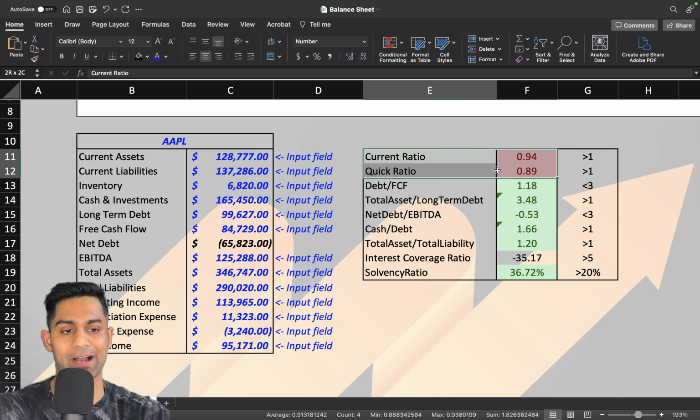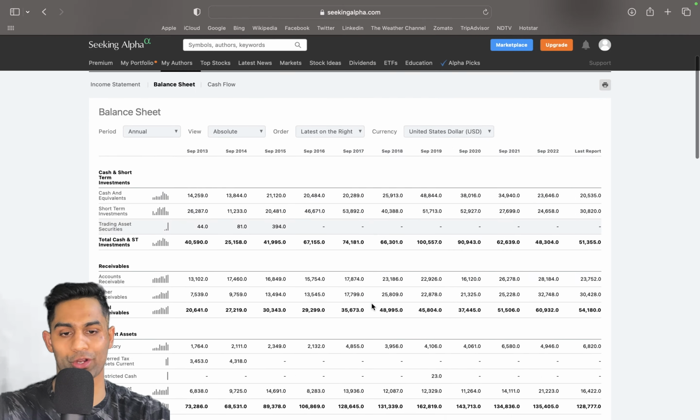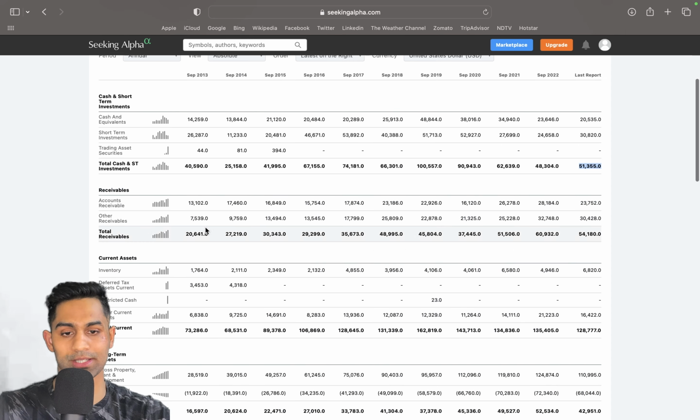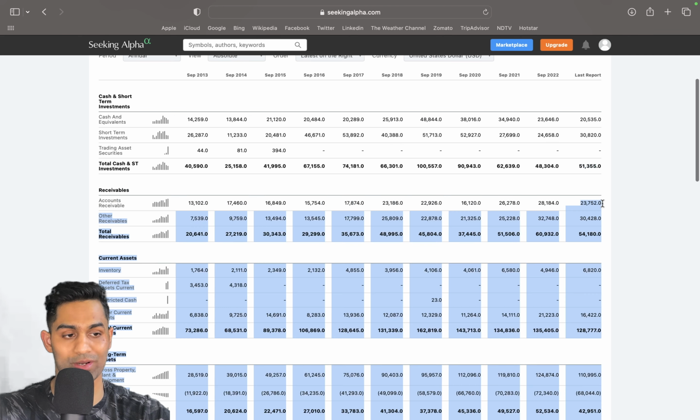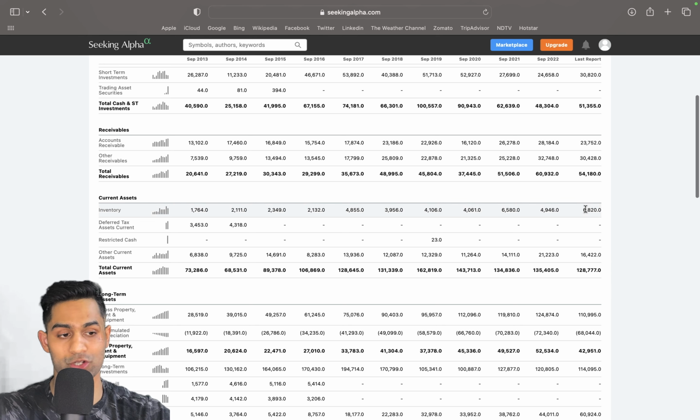So for example, if I were to look at Apple, 0.94, which is red, right? I would go into the balance sheet and look at what's actually going on. The company does have a lot of short-term assets and cash. Then they're sitting on accounts receivable at $23.7 billion, and we've got other receivables at $30.4 billion, so $54 billion in receivables. So the company definitely has a lot of incoming cash flow in the future because they are selling their product on credit. And then inventory, $6.8 billion. We got other current assets sitting at $16.4 billion. So total current assets, $128 billion.